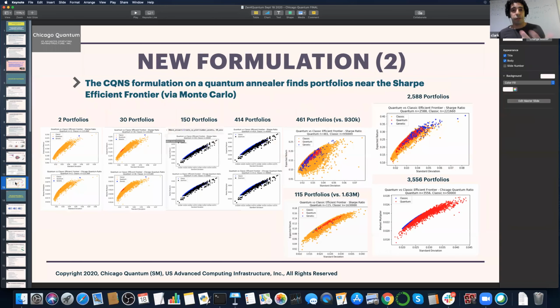Okay, and here are some of the results. If you look closely, you see this square root curve. You have expected return versus standard deviation, and standard deviation is roughly x squared. This is called the efficient frontier. Jeff has a lot of these where you can see the classical methods, the quantum method, and the genetic algorithm. Our methods are generally brushing up against the efficient frontier, right?